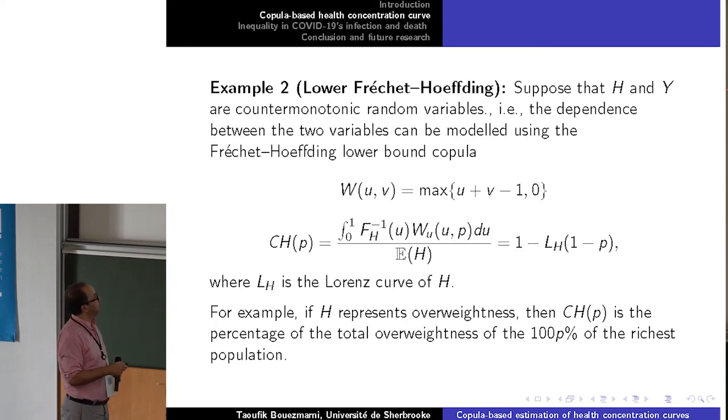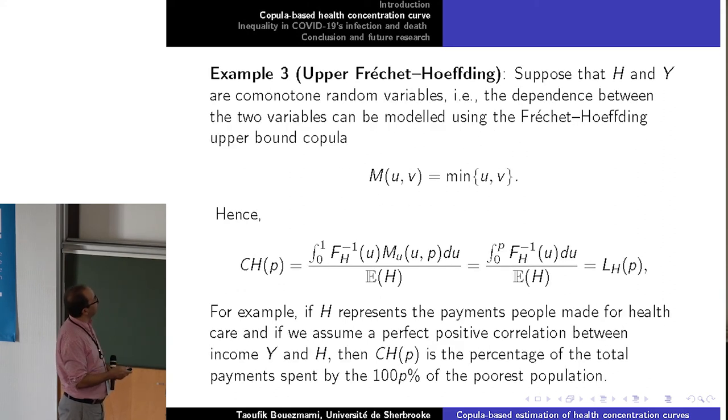You could consider other types of dependence. For example, if you assume that H and Y are counter-monotonic, the dependence between the two variables can be modeled as a Hoeffding lower bound copula, and in that case the curve can be expressed in terms of 1 minus the Lorenz curve. The other example is the fully comonotonic case, and then the curve can be expressed as the Lorenz curve.